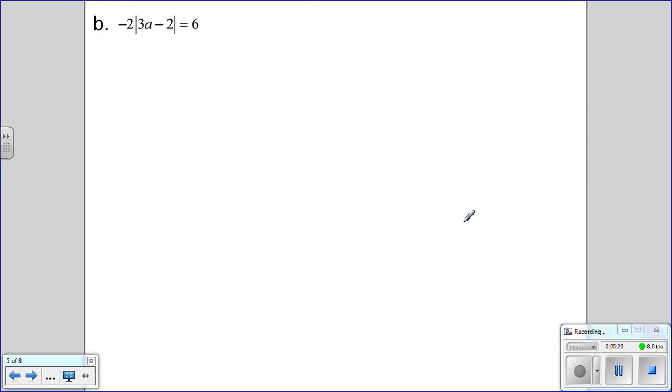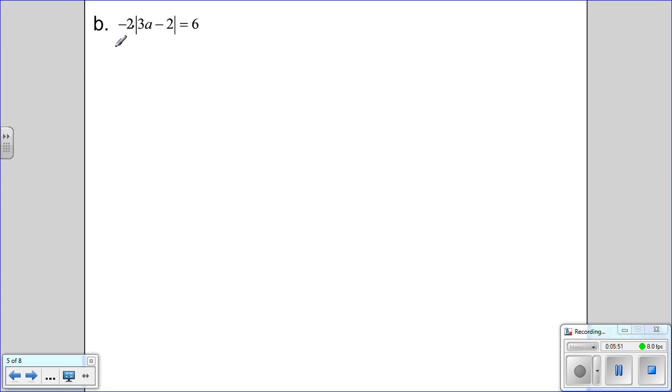Let's try this one. This time there's a negative 2 outside of the absolute value bar, so it's negative 2 times the absolute value of 3a minus 2, and that equals 6. Now you want the absolute value part by itself, all alone, and so if you ever have terms outside of it, you have to cancel those out. It's illegal here to distribute. Some students try to do that, but these are absolute value bars. They're not parentheses, and so we can't use the distributive property.